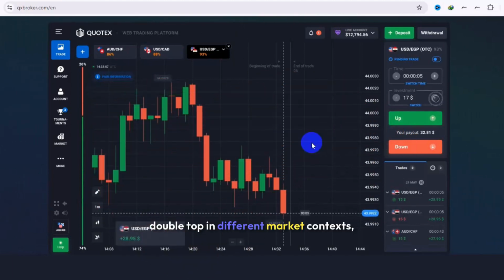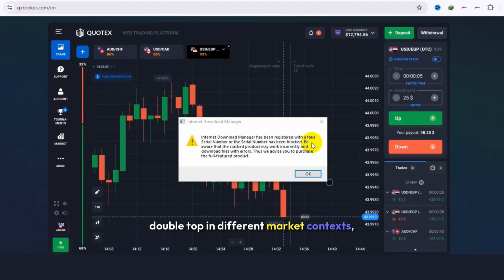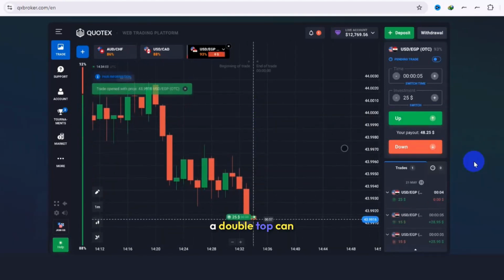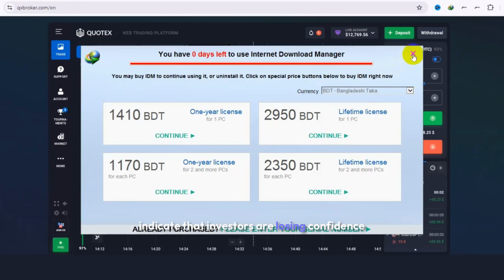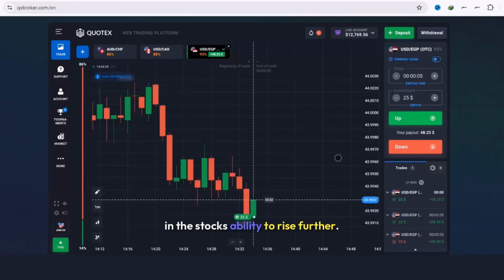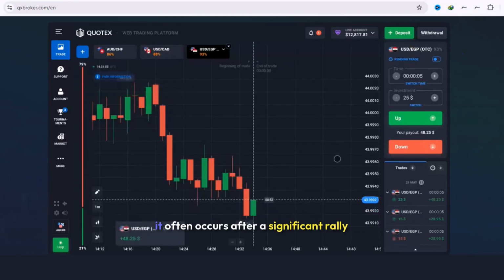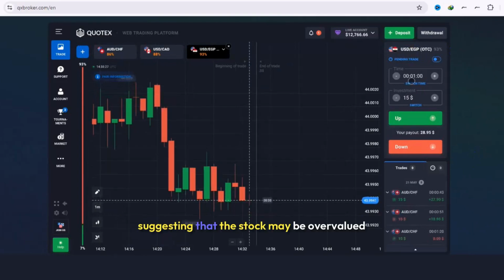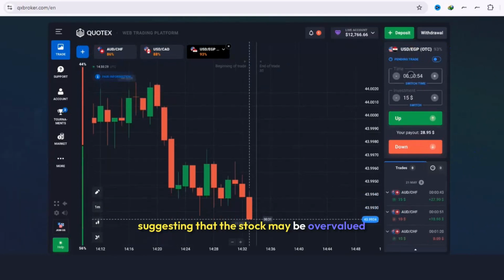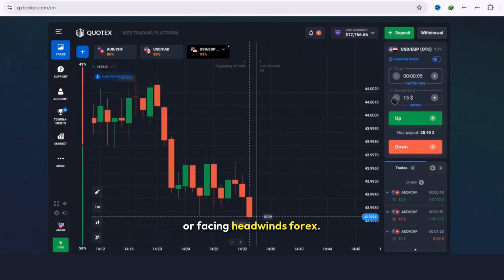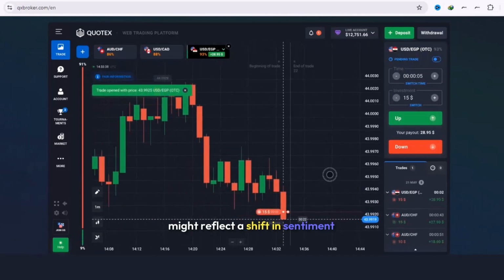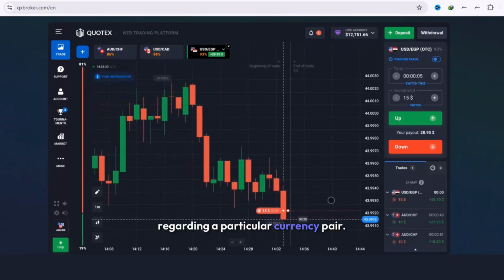Double top in different market contexts. Stocks. In the stock market, a double top can indicate that investors are losing confidence in the stock's ability to rise further. It often occurs after a significant rally, suggesting that the stock may be overvalued or facing headwinds. Forex. In currency trading, a double top might reflect a shift in sentiment regarding a particular currency pair.